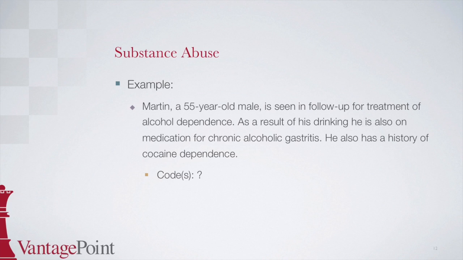For our next example, we have Martin, a 55-year-old male, seen in follow-up for treatment of alcohol dependence. As a result of his drinking, he is also on medication for chronic alcoholic gastritis. He also has a history of cocaine dependence. How would you code this? Please pause the webinar to complete this example and then hit play to continue and learn the answer.